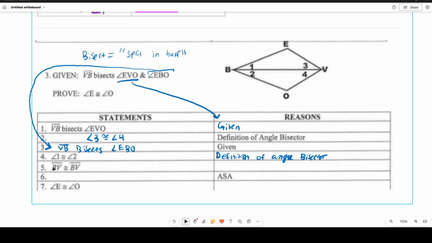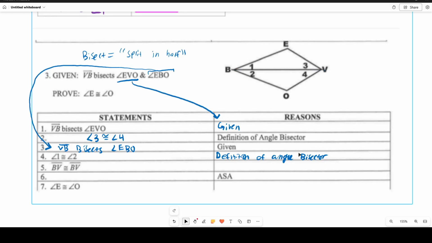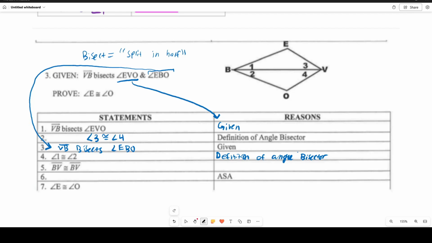And now again, we have something equaling itself. Like BV is congruent to BV. Well, let's look at where BV is. All right. BV is right there. It's a side that's shared by both triangles. And equaling itself always, no matter what, means reflexive.